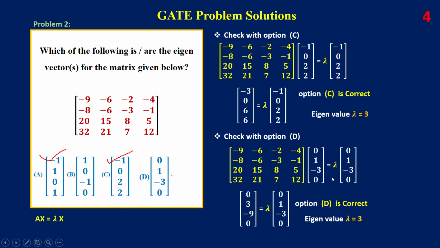So there are two equal eigenvalues, lambda equal to 3, again lambda equal to 3, and lambda equal to 1. So with this, option D is also the correct one. So option A, option C and option D are the correct options for the given matrix. So it is multiple select. Three options are correct for the given question: A, C and D.